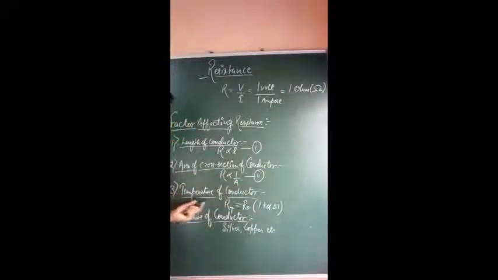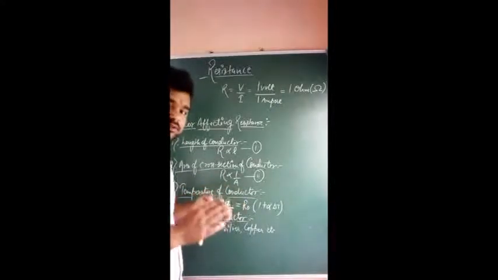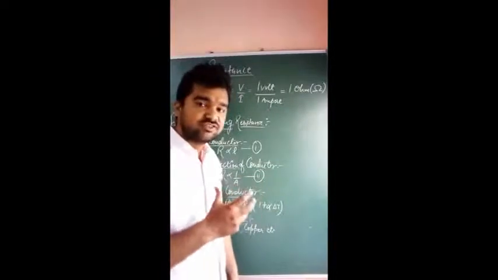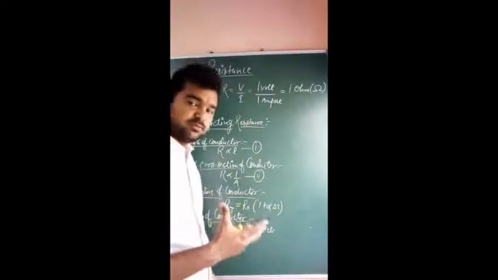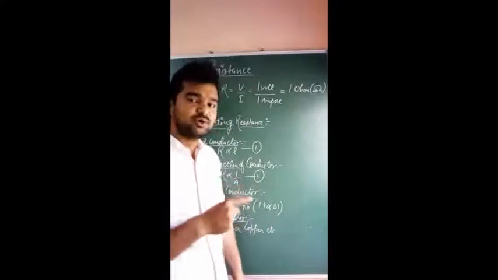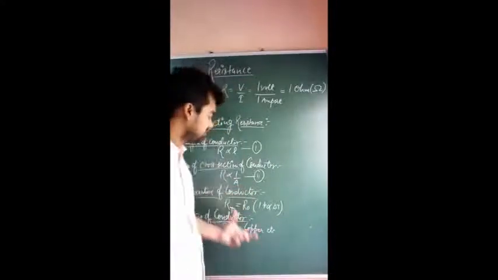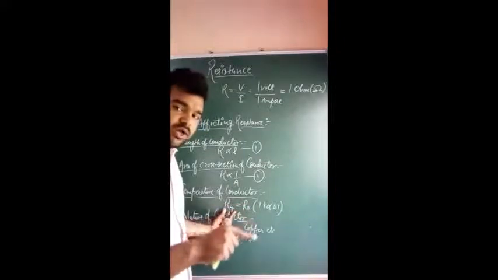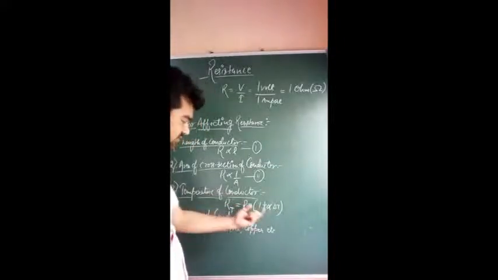Third is the temperature of the conductor. As the temperature of a conductor rises, as you know from the Ohm's law statement, that statement is at constant temperature. That's why we talk about constant temperature. As the temperature increases, the resistance of the conducting wire increases by a factor.